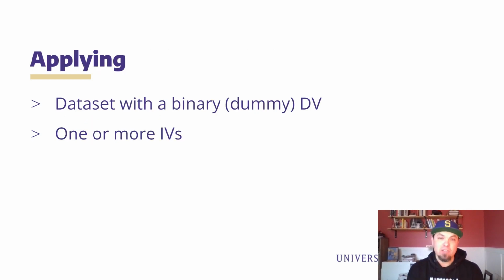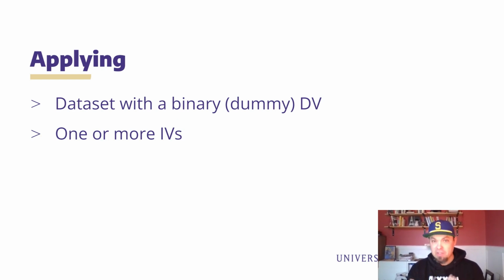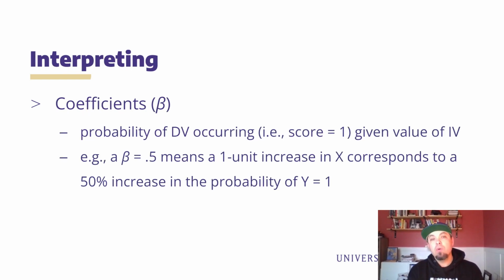Now, to apply logistic regression in practice, we need to have a data set that includes a binary dependent variable and one or more independent variables. We can use this data set to estimate the coefficients of the independent variables and to make predictions about the probability of the dependent variable taking a value of 1, or an event occurring, given the values of the independent variables.